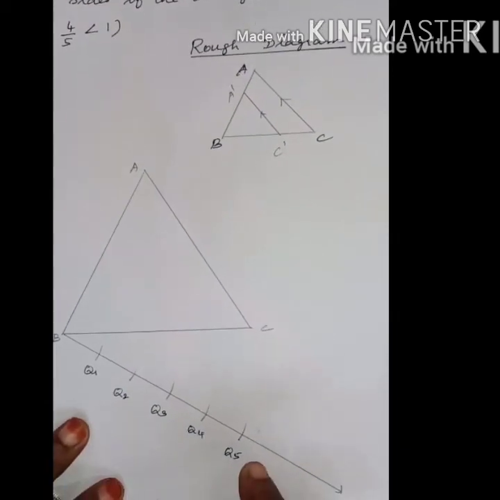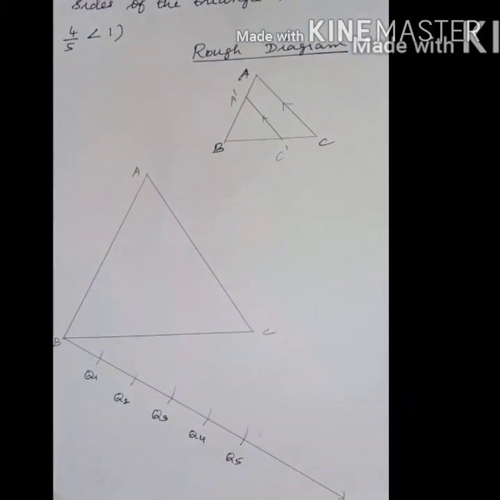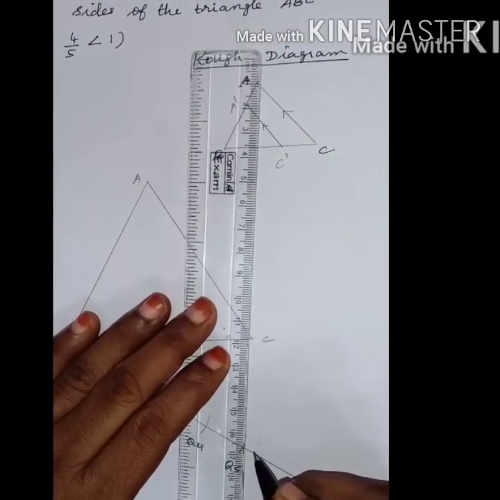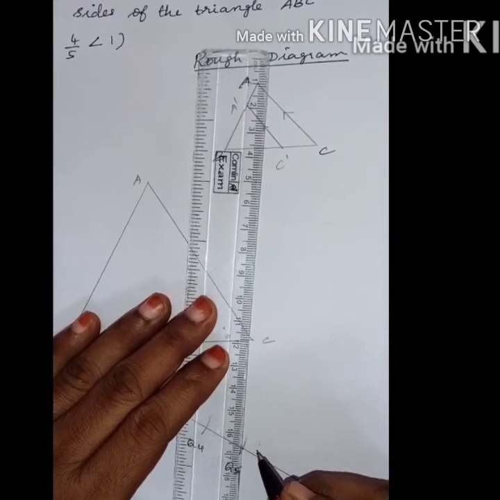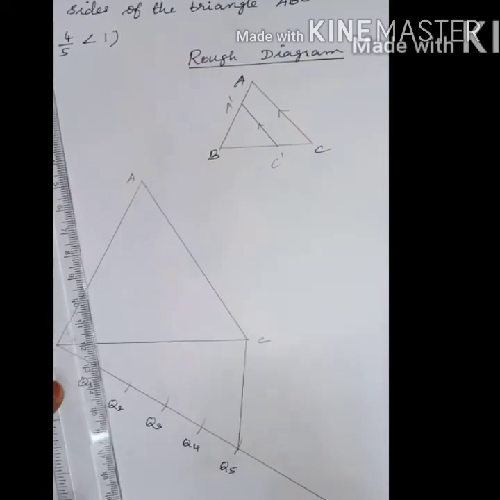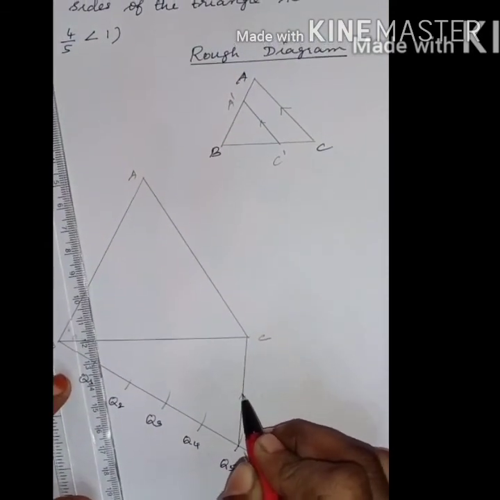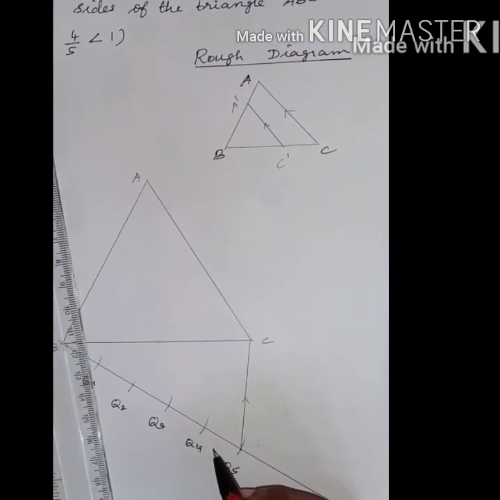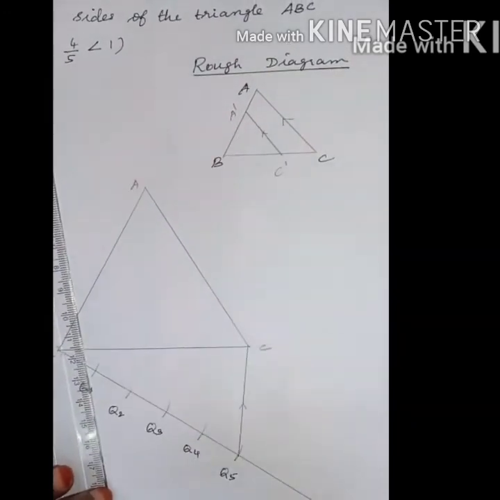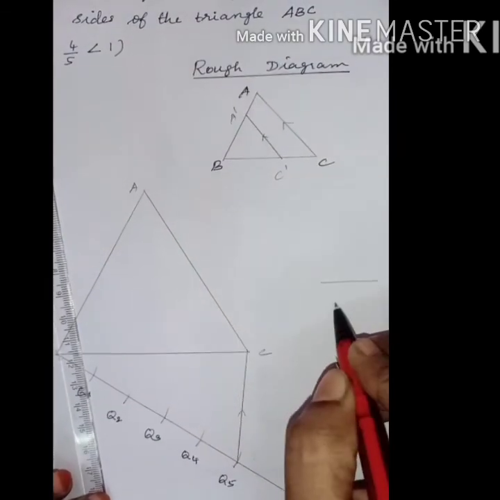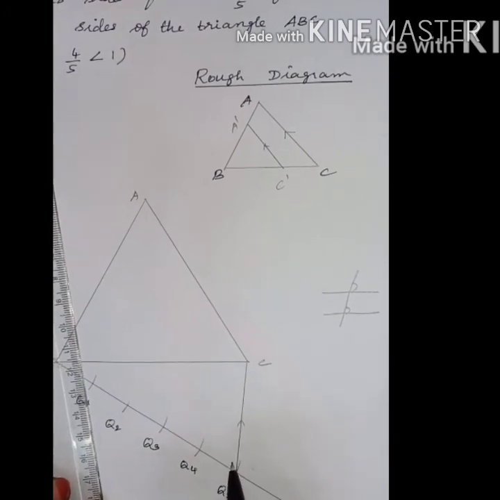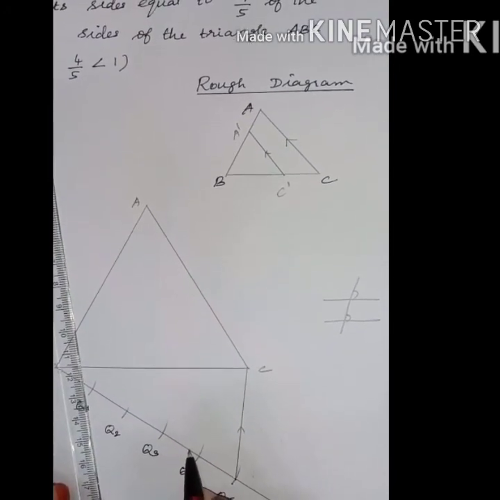So Q5 is joined to our original triangle. This is like our AC side. On this side, from the fourth division, we draw a parallel line. What is our concept for the parallel line? Corresponding angles are equal. So we draw this angle equally at the fourth division.